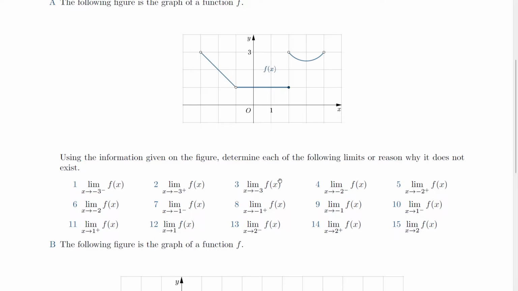Don't say undefined, say it does not exist. This is the word that we use. For the function, if it is not defined at the point, we say undefined, but this is not undefined. Is that clear? Yes, please.